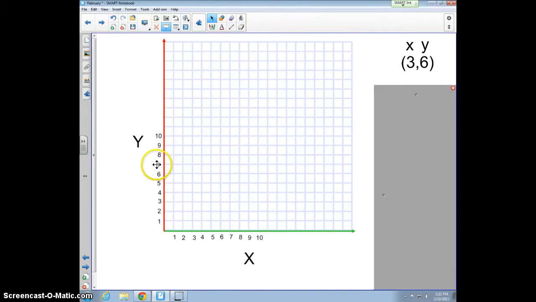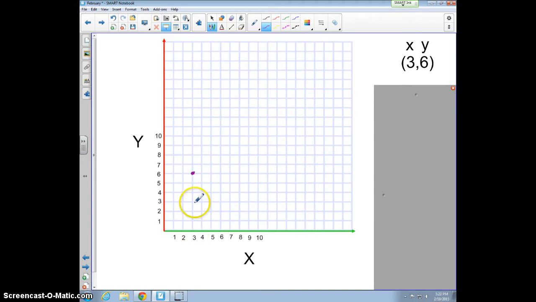So remember, up here, this is the y-axis. We're already over here on the 3 to the right. Now we're going to go up 6. So 1, 2, 3, 4, 5, 6. Let me make this a pen real quick here. So 3, then 1, 2, 3, 4, 5, 6. So this spot right here is 3, 6.